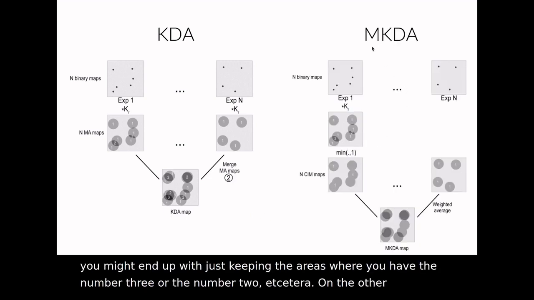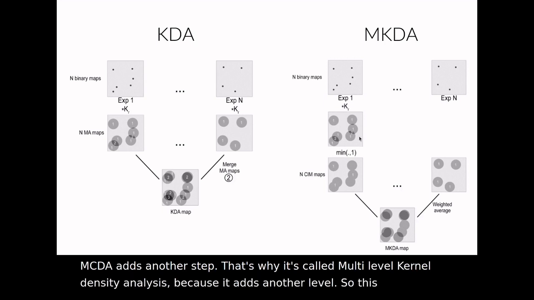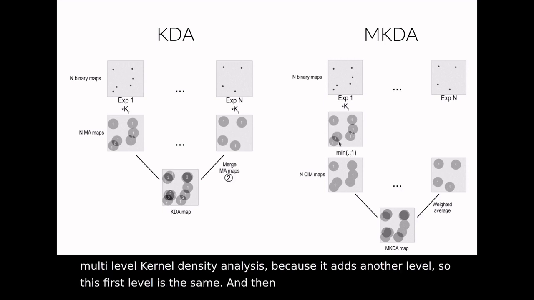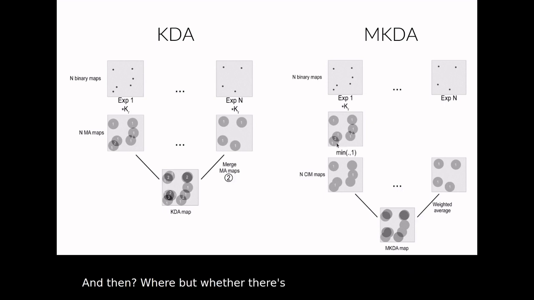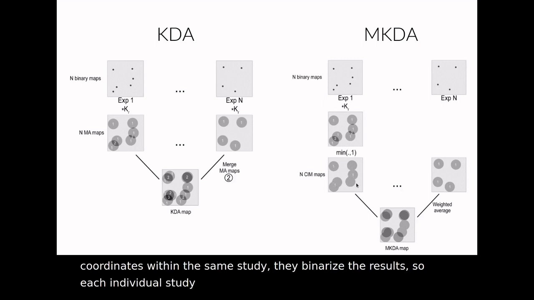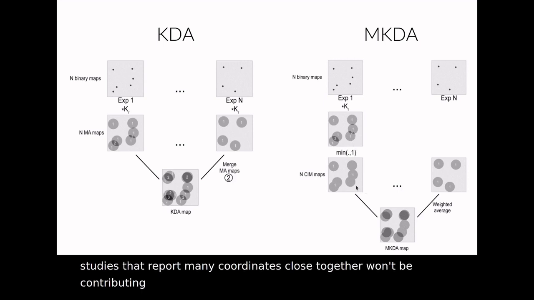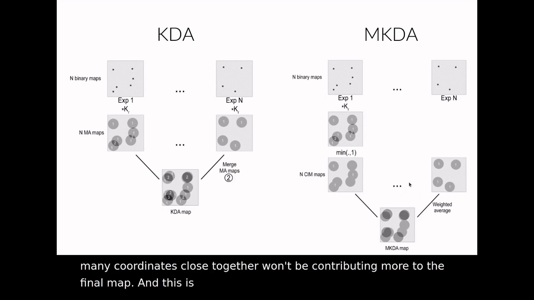On the other hand, MKDA adds another step. That's why it's called multi-level kernel density analysis, because it adds another level. So this first level is the same. And then whether there's overlap between convolved coordinates within the same study, they binarize the result. So each individual study contributes a binary map. And this means that studies that report many coordinates close together won't be contributing more to the final map. And this has been shown to be a better method.